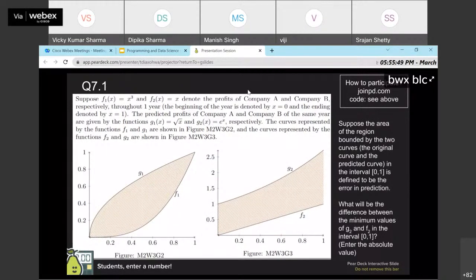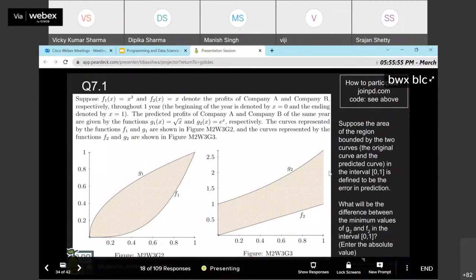It's just to build a mindset that we have given this particular question, so that we get familiarized with this. All you had to do is find the difference between the minimum values of G2 and F2. So look at the graph and see what minimum value G2 is taking. It's happening at x equals 0, which is basically at the y-intercept. The minimum value of G2 is 1. What is the minimum value of F2? That is 0. So what is the difference between these two? 1 minus 0 is 1.